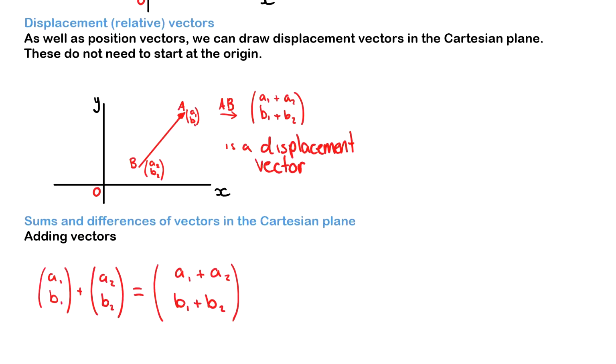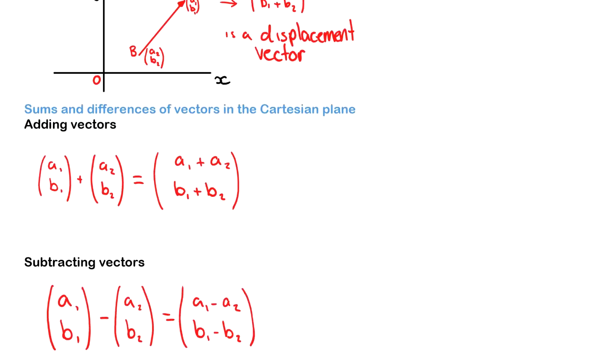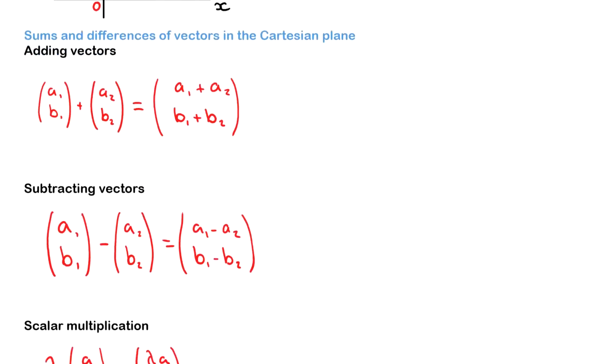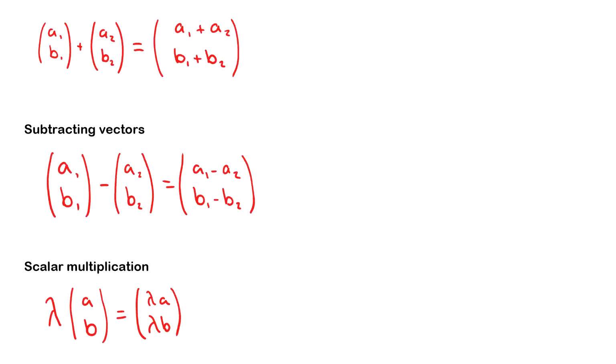When you're adding vectors, you can simply add the x coordinate and the y coordinate. Similarly, you can do the same with subtraction. Scalar multiplication involves multiplying a and b, or the x and y value, by the scalar.